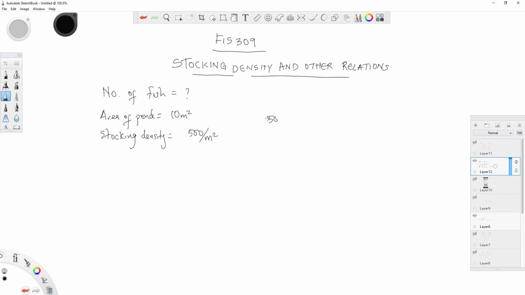We have 500 fish to 1 meter square, and this one is actually too much. This life is not balanced. In the other question it was too small, now this one is too much. So let's continue. 500 fish.